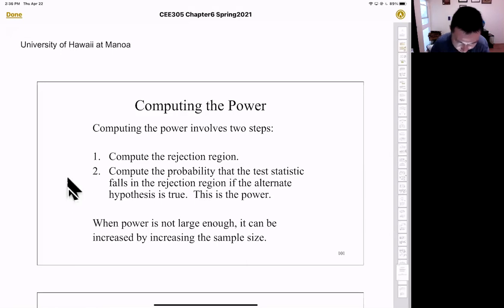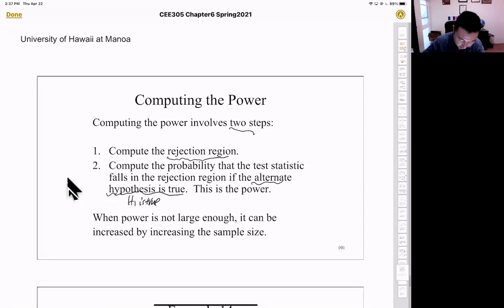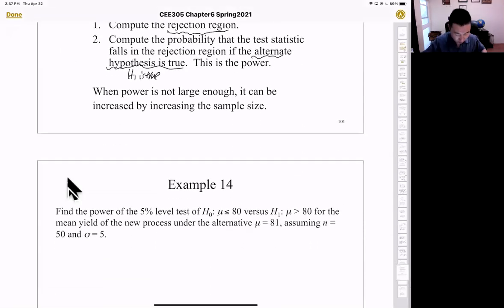Calculating the power has two steps. The first is to calculate the rejection region. Then we calculate the probability that the test statistic, such as the mean value, falls within the rejection region if the alternative hypothesis is true, which means H1 is true. That is the definition of power. If power is not large enough, we can increase the sample size and redo it.